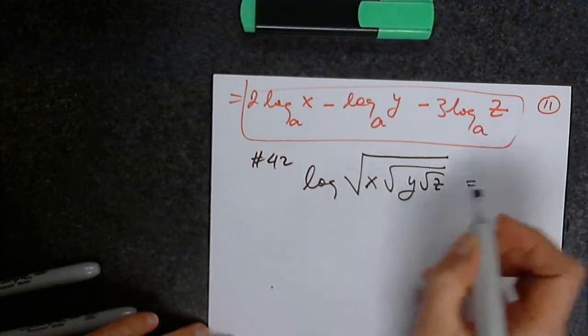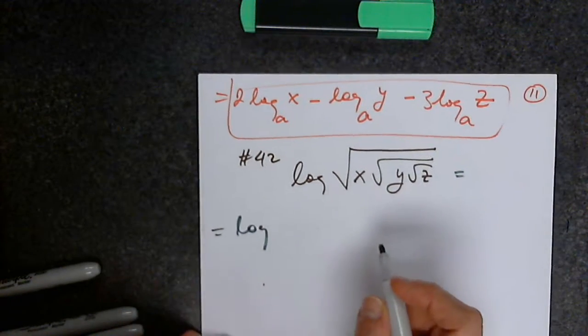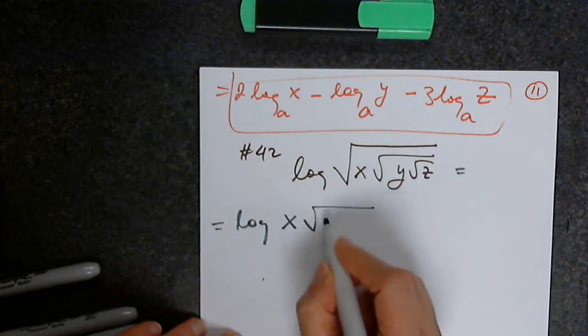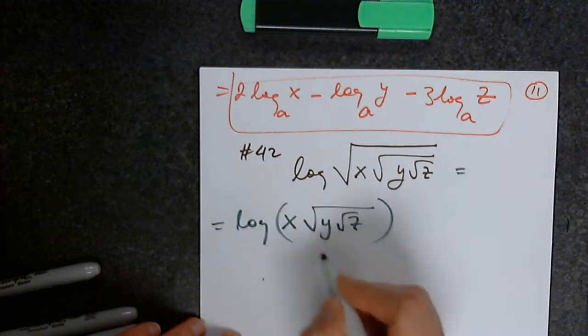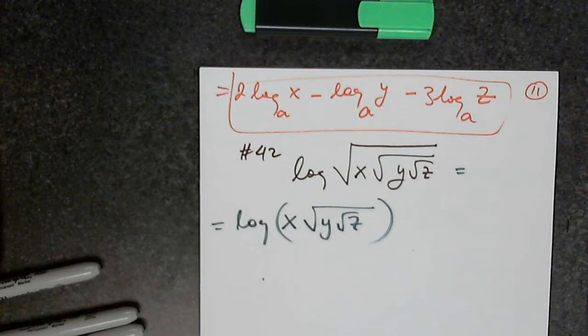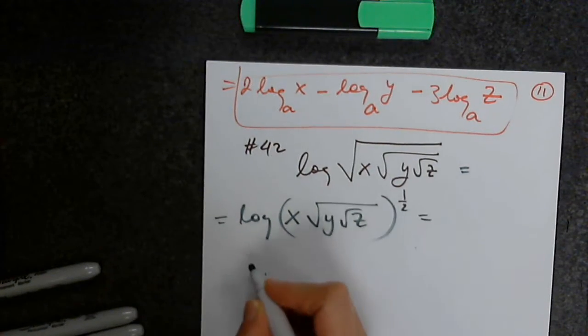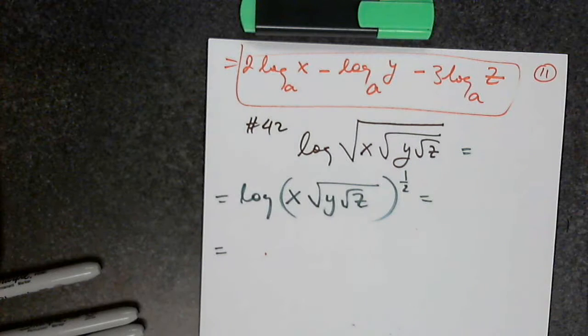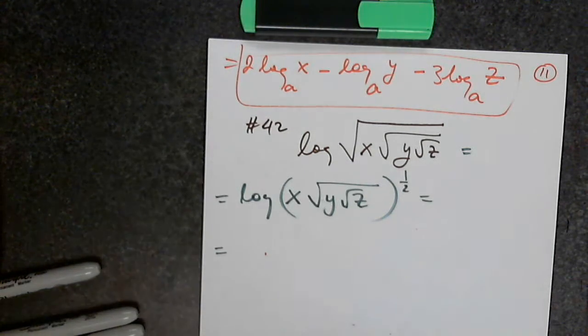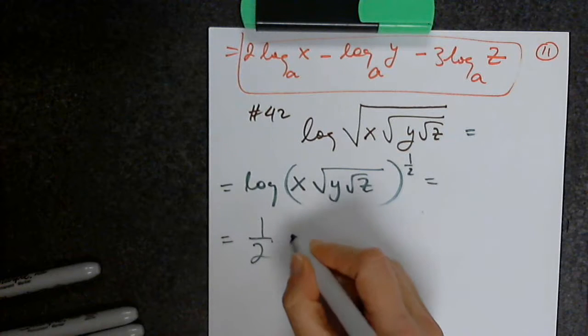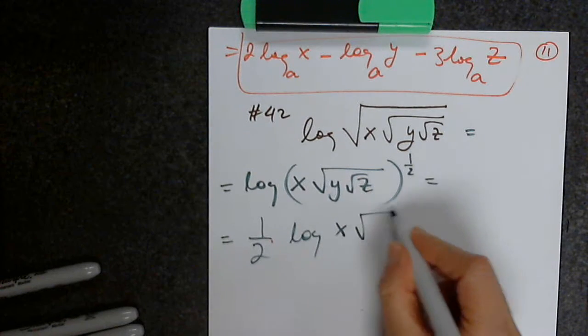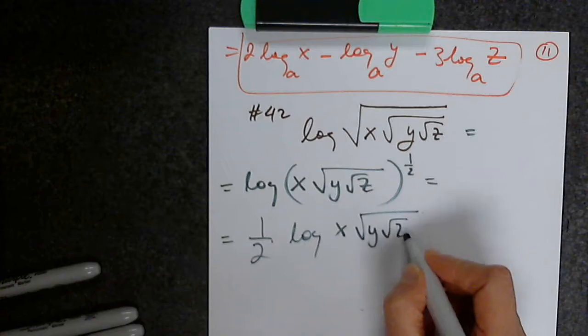We have to do this step by step. We cannot draw any conclusions yet. So I copy everything I see. I only change the first radical into blah, blah, blah raised to 1/2. Perfect. Now, I have an expression raised to power 1/2, so I have to apply the power rule. So 1/2 power, 1/2 log. Exactly. So 1/2 log of x, the square root of y, the square root of z. Excellent.